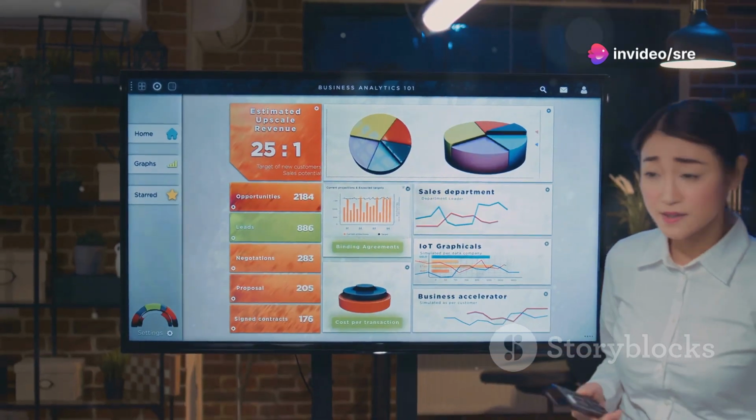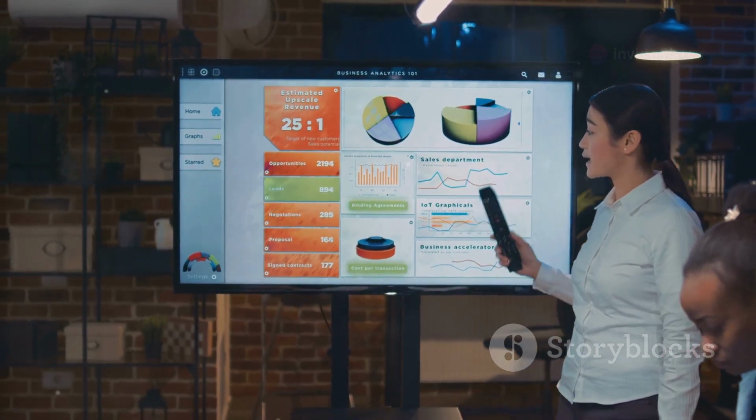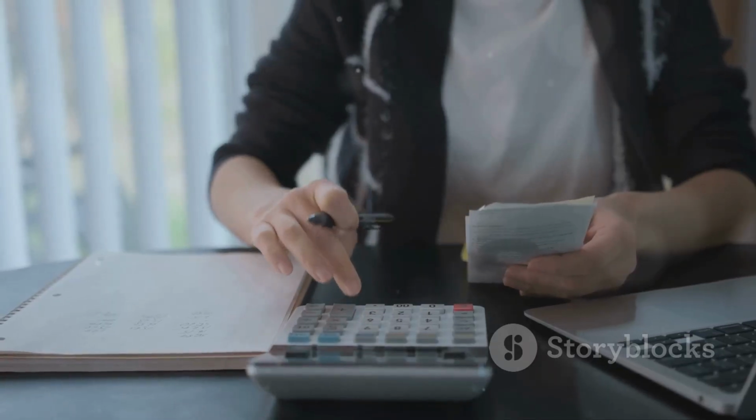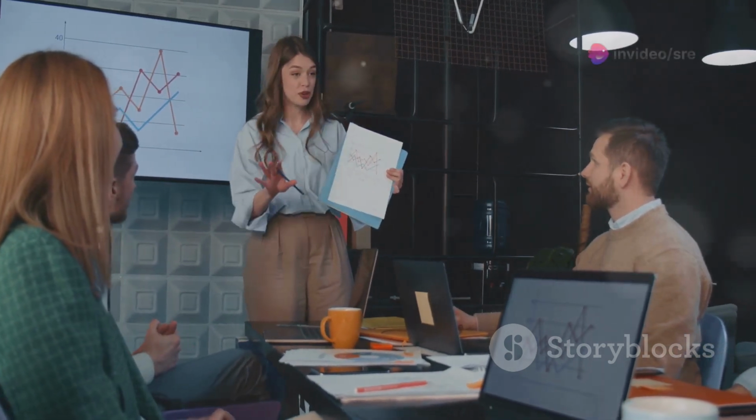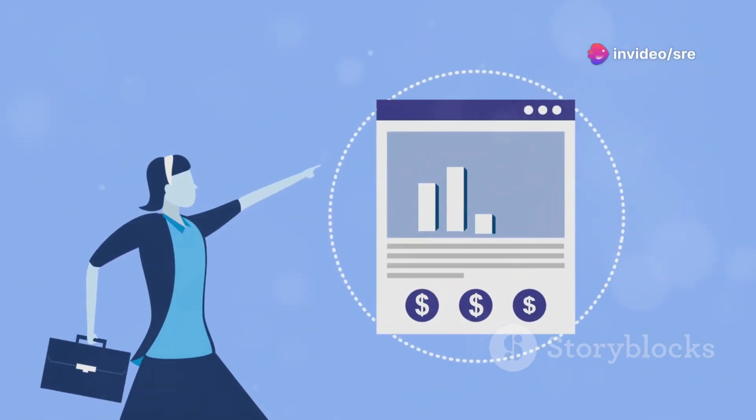Let's start with the basics. Descriptive statistics helps us organize and summarize data. It involves measures like mean, median, mode, variance, and standard deviation. You can think of it as turning a jungle of numbers into a neat, readable story.